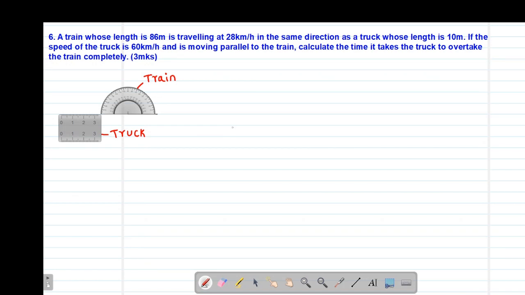It's our 6th lesson on a given Form 2 mathematics topic called linear motion. So we are looking at our example number 6, which reads that a train whose length is 86 meters is traveling at 28 kilometers per hour. So its speed is 28 kilometers per hour.